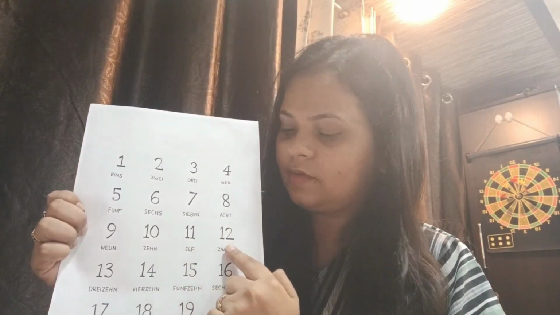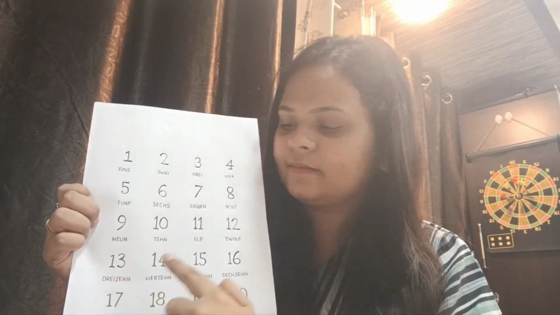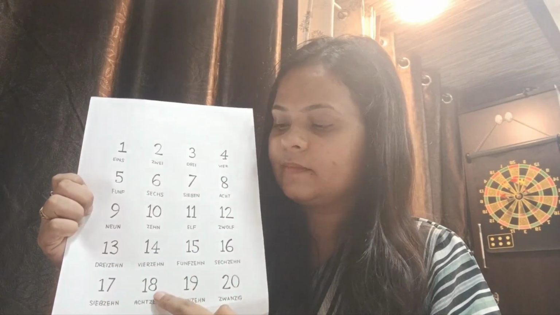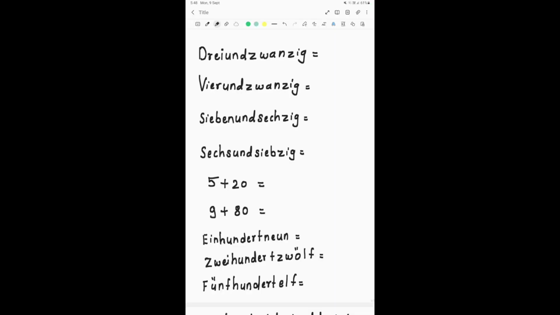11, 12, 13, 14, 15, 16, 17, 18, 19, 20. There is a trick for counting numbers after 20.